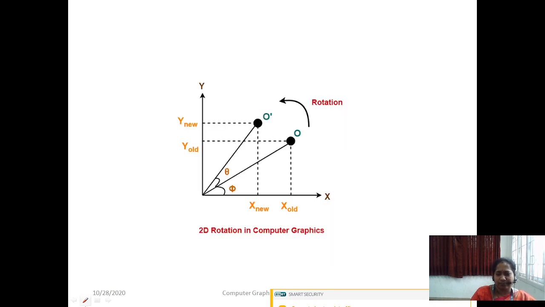Next, this is an example. Here phi indicates the old origin angle and theta indicates the new rotation angle. Based on the clockwise direction, we can rotate the particular object.